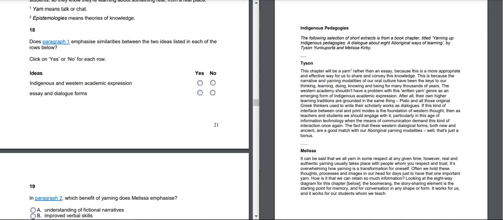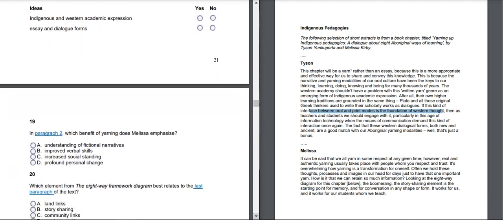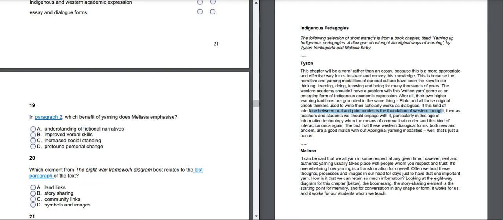So, does it emphasise similarities between the two ideas, Indigenous and Western academic expression? Absolutely. It's made mention that they're very similar, and yeah, it's a bonus that they are. And essay and dialogue forms, again, absolutely. They're talking about how the Greek thinkers used to write their scholarly works as dialogues, and it makes mention that the combination of oral and print modes, so speaking and written forms, is the foundation of Western thought. So definitely, they're making mention of that. Question 19. Again, one of the interesting questions.